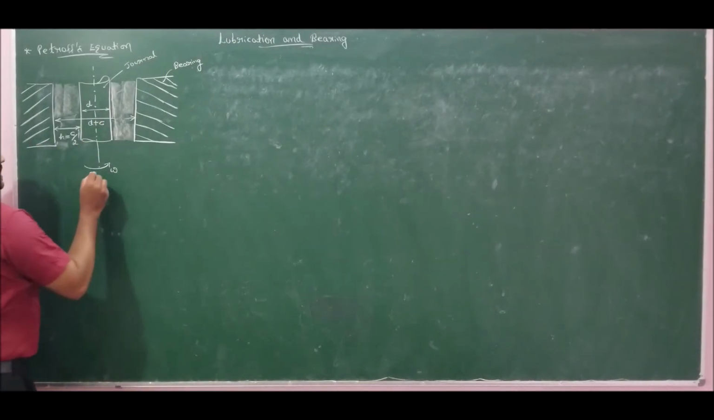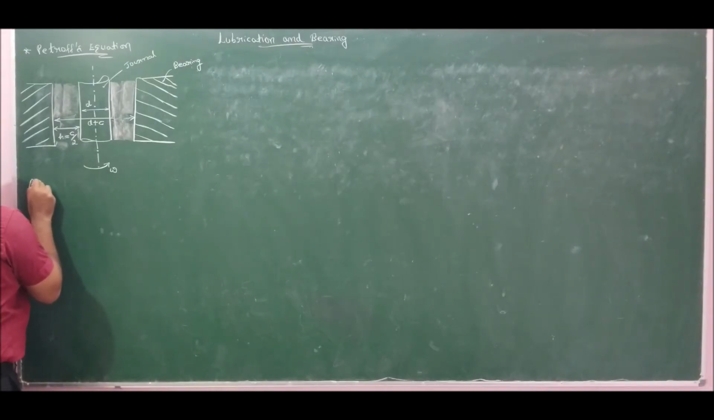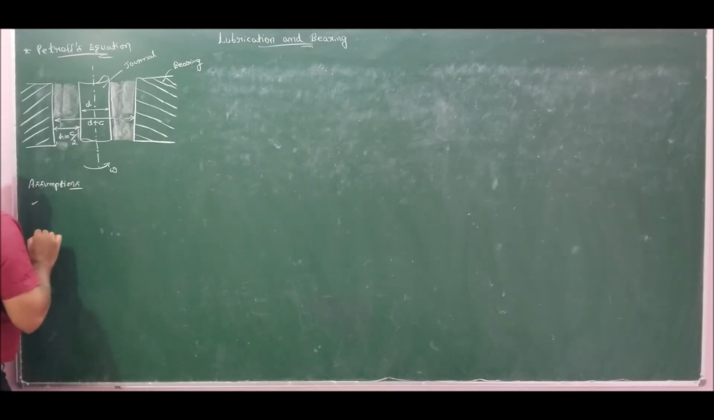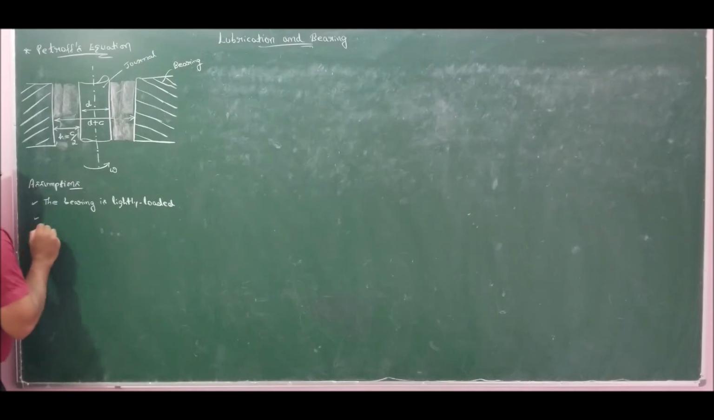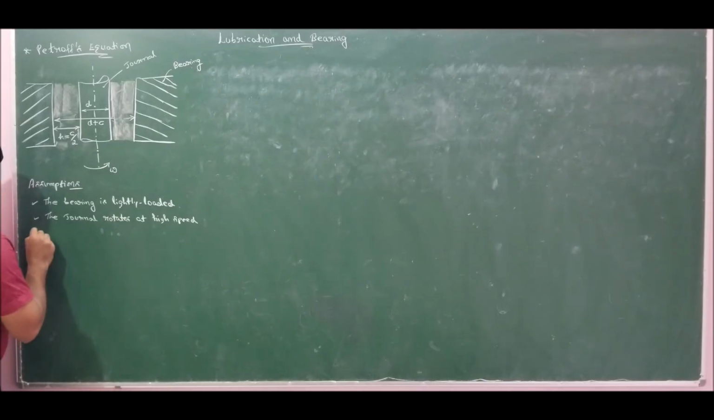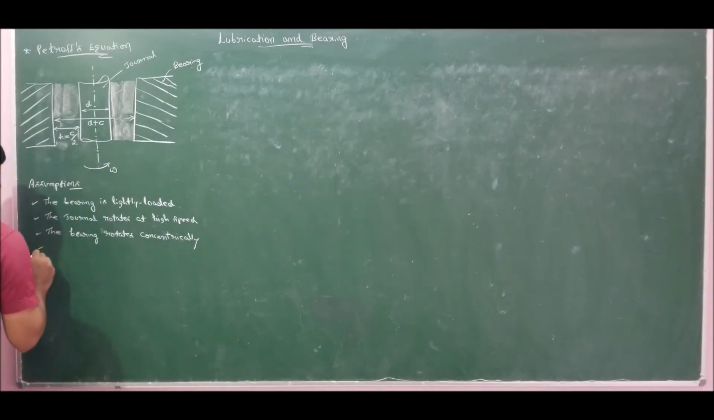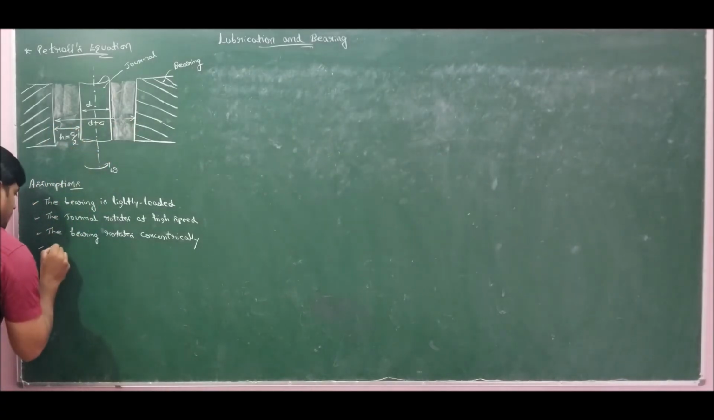In order to derive the expression for coefficient of friction using Petroff's equation, we have some important assumptions. The assumptions made in the derivation of Petroff's equation are: the first one is that the bearing is lightly loaded. Since the bearing is lightly loaded and the journal rotates at very high speed, the journal rotates concentrically in the bearing. Next, the gap C, that is h plus h, equal to C, is completely filled with oil.